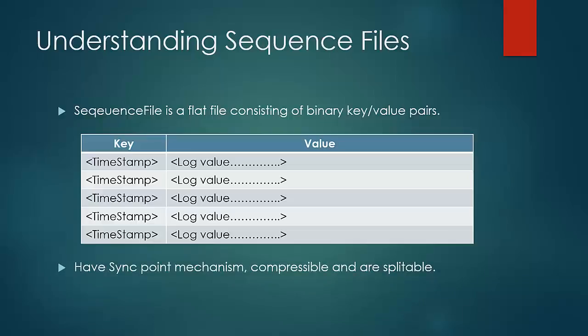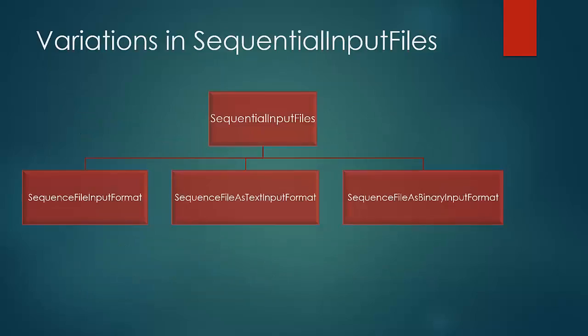Sequence files are mostly used in scenarios where the output of a MapReduce job serves as the input to another MapReduce job. These are good with sorting as well. So the intermediate map results are written in sequence file format to provide ease of sorting before the results are fed to the reducer. There are the following 3 format classes to process sequence files.